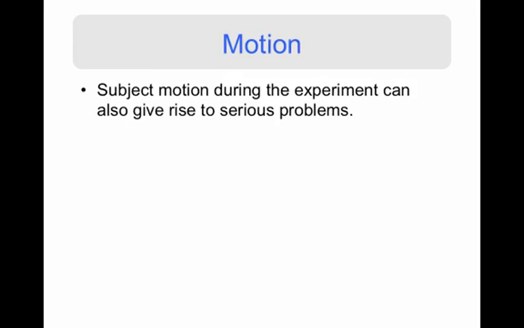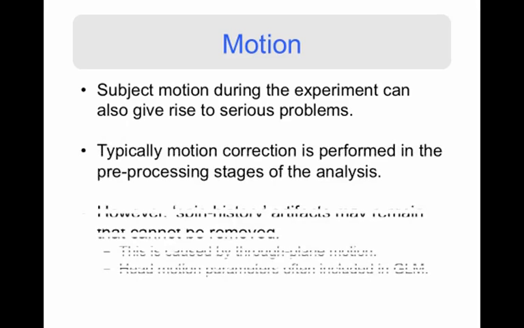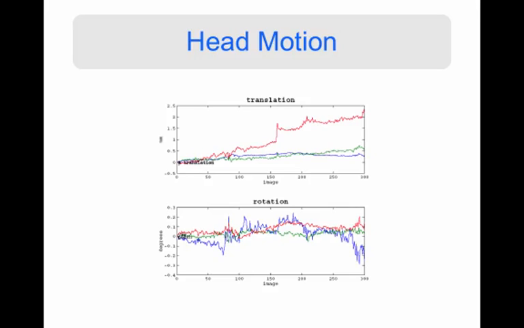Of course, as we talked about in the pre-processing modules, subject motion during the experiment can give rise to serious problems, and so motion correction is typically performed in the pre-processing stages. However, spin history artifacts may remain that cannot be removed, and these are caused by through-plane motion. So often people incorporate head motion parameters into their GLM, and it's found to give much better results. Here are the head motion parameters estimated from an experiment: 6 different parameters, translations in the x, y, z directions and rotations around 3 axes, often called pitch, roll, and yaw.